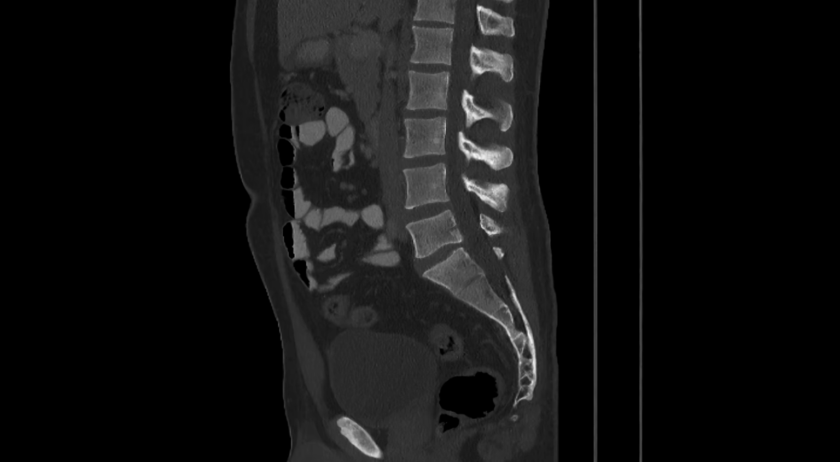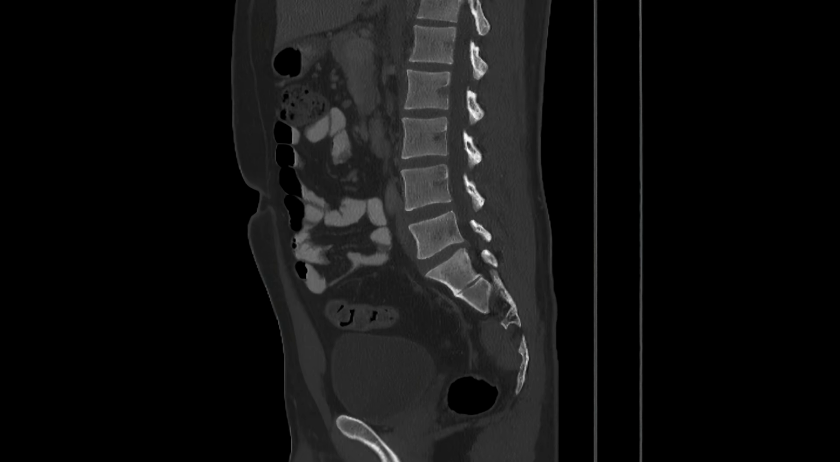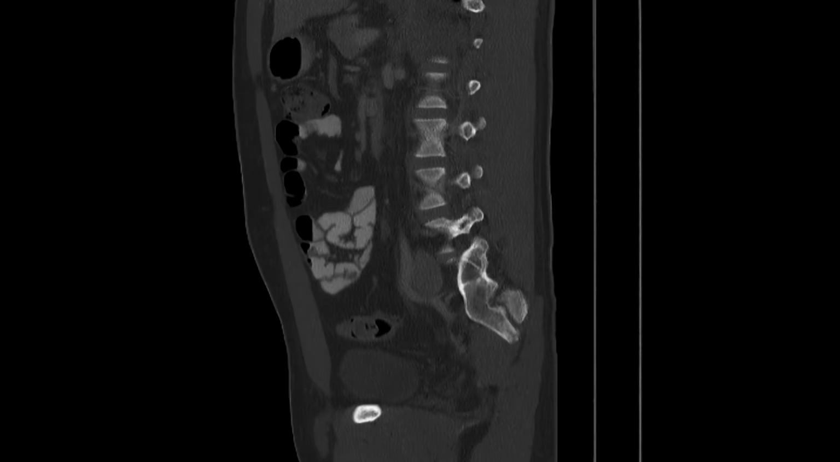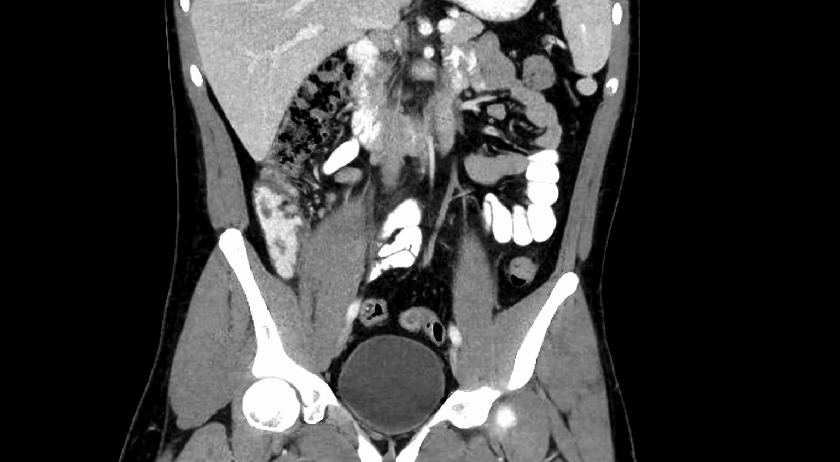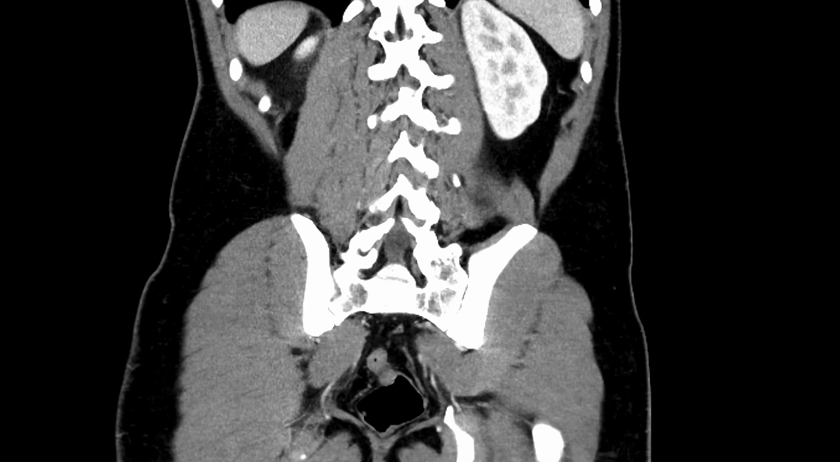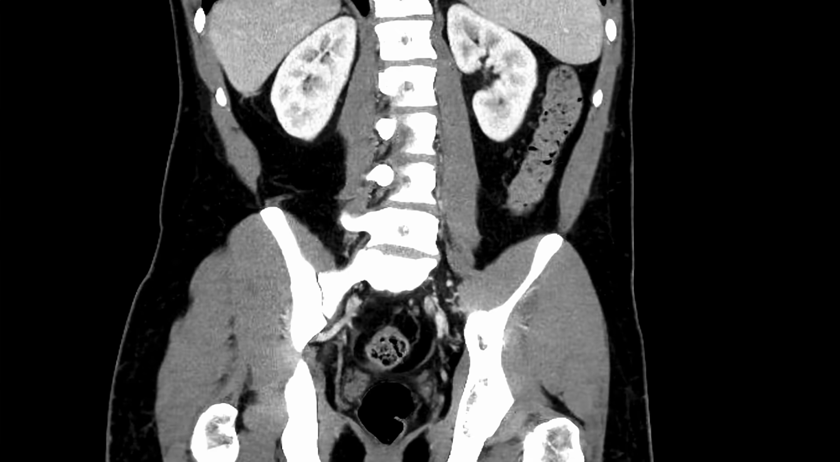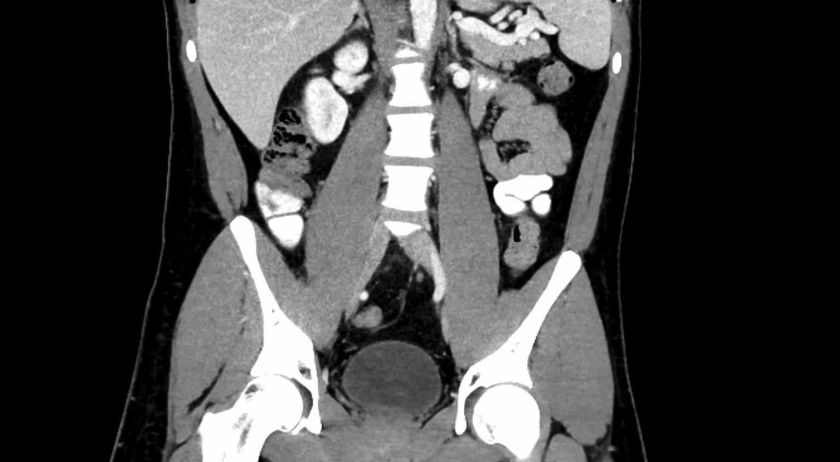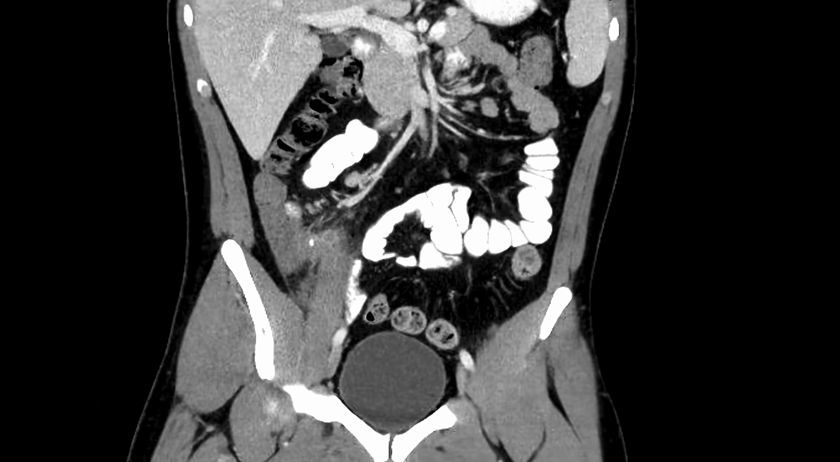Then I look at my reformats, specifically looking at the sagittal images, which we have up here in bone window, with focus on the spine, but looking at all the bones. And also the coronal images, specifically to look at things that are often missed on axial images. So I look at the kidneys on every single patient on the coronal images, and the pancreas on every single patient in the coronal images.